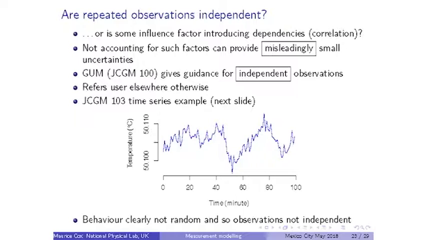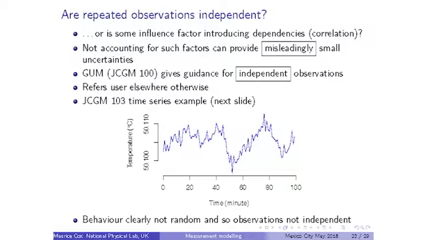But in situations where the measurement conditions aren't constant, that uncertainty associated with the mean is larger than it would be assuming independence of the observations. If we don't account for that effect, we can provide misleadingly small uncertainties. The GUM, JCGM 100, the respected document, gives guidance for independent observations, and they refer the user of the guide elsewhere otherwise. JCGM 103 includes an example or two to illustrate such effect.